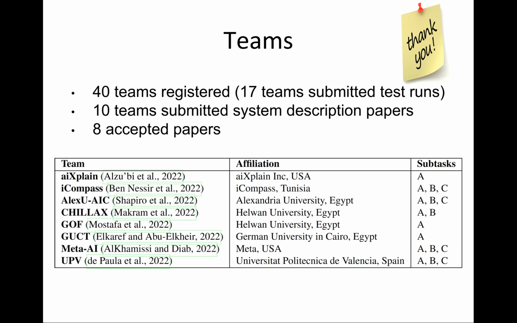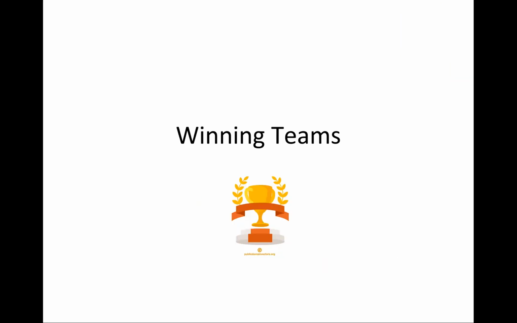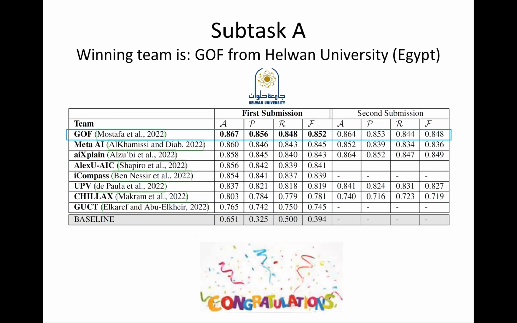And all teams participated in subtask A, but almost half of them participated in tasks B or C. Now the winning teams. Subtask A, the winning team is GUF from Helwan University, Ali Mustafa and colleagues. They achieved an accuracy of 0.86, precision of 0.85, and recall of 0.84. And the official measure was the macro average F1, and they achieved 0.85.